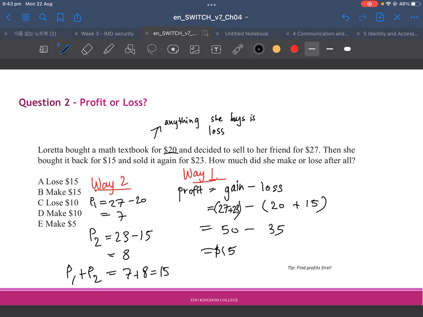Doing this in your head, I think way 2 is a lot clearer, but you can also tackle it by adding all of the gains together and subtracting the losses together as well. But anyways, the answer is the same, and you should get option B, make $15.